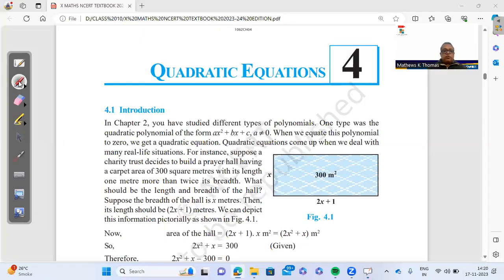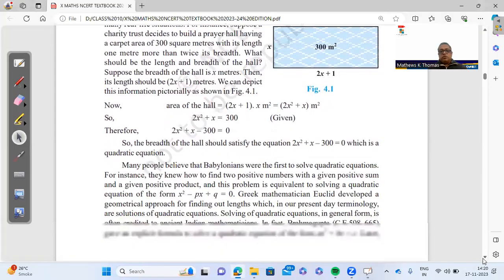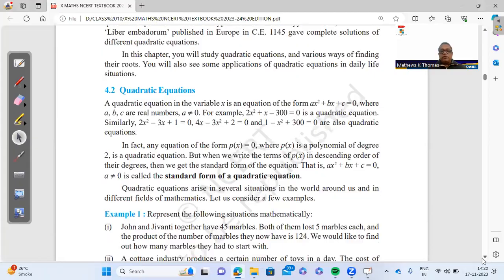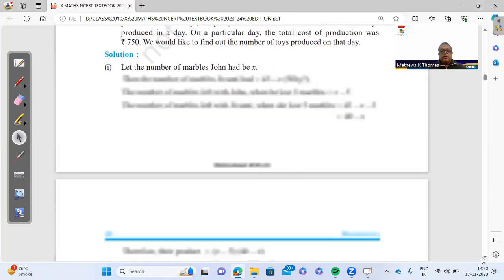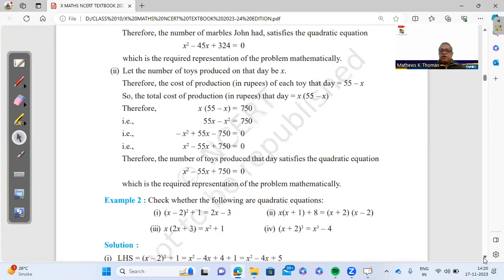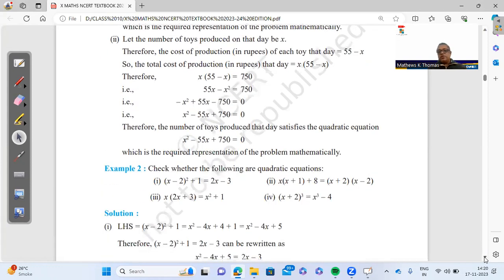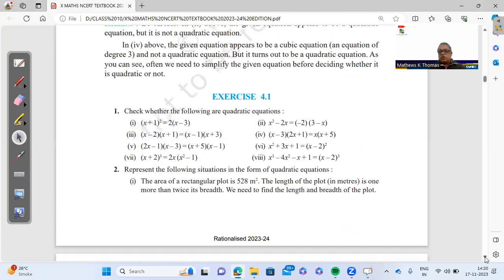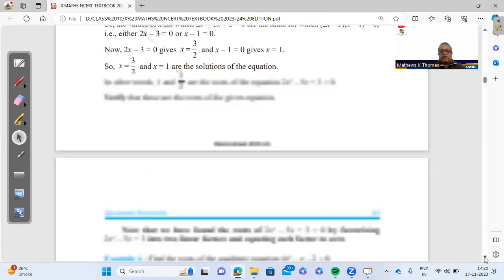Moving on to chapter 4. Now in chapter 4, this is quadratic equation. In quadratic equation, of course, I told you in polynomials, alpha plus beta is minus b by a and alpha beta is c by a, that will be there in this as well, because this is a quadratic equation. The highest power, that is the degree, will be 2. So here we have questions on identifying whether it's a quadratic.